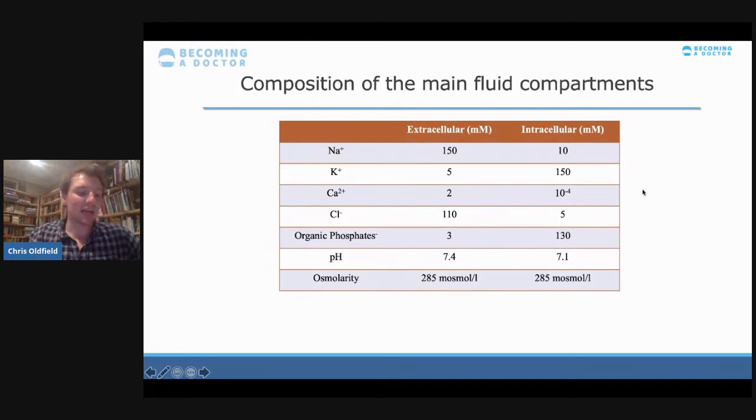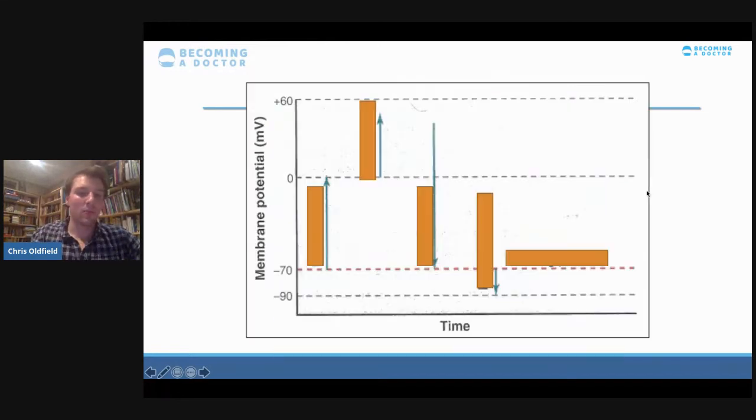Now we're going to look a little bit at some graphs, and I just wanted to label what each bit of the graph means. So here at minus 70 is the resting membrane potential that we've just set up and spoken about. Once a cell gets triggered to fire, it will depolarize. And depolarize will be going from minus 70 towards zero. And we'll look at how that happens on the next slide. It will then go past zero and go to overshoot. And that's when it will go a little bit past zero. It goes to around 30 millivolts.